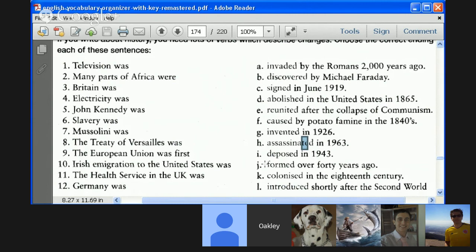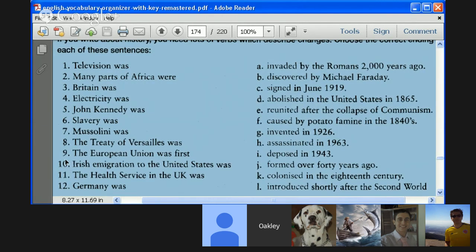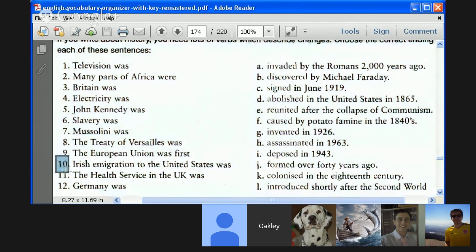All right. Very good. Max, I'm sorry, I kind of think I gave you a bye there. Max, can you do number 10? Don't worry. Irish. I'm not sure about Irish. Immigration to the United States was, I think, caused by the potato famine in the 1840s. It sure was. Yeah, good.